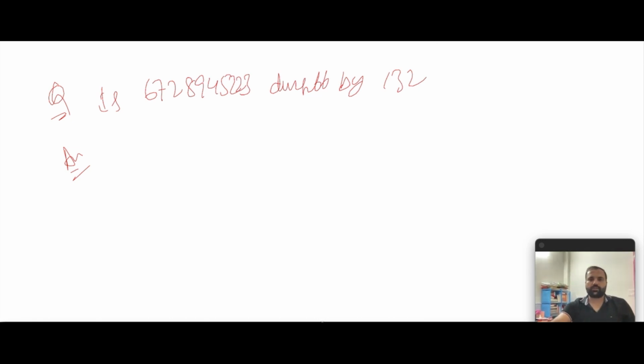Try it out. 132. Again, don't look at the number, just look at the concept. Try to get the concept done. Numbers should not fear you. You should play with numbers. It should be on your fingertips.